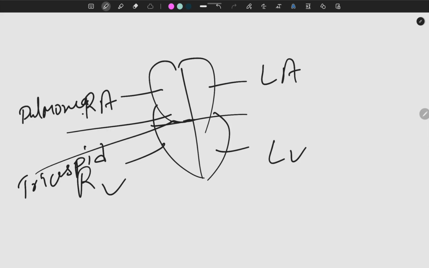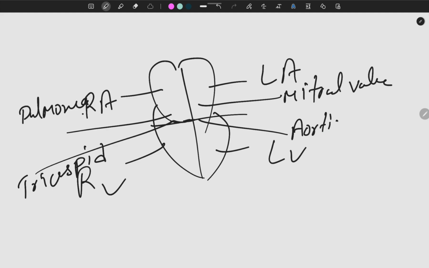And the next one is the left side, where we have the mitral valve and aortic valve. The mitral valve is present between the left atrium and left ventricle.